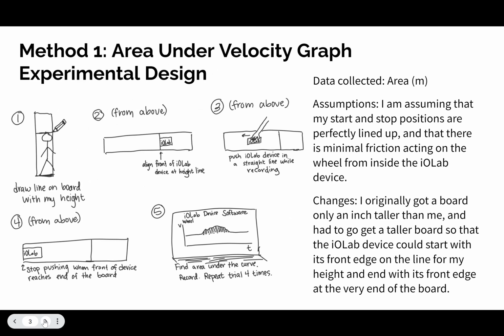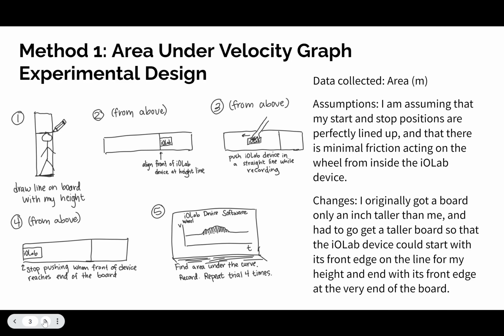The first thing that I did was I found a board that was taller than myself, and I drew a line on it with my height. I had to actually change the board that I was using because originally the board was only about an inch taller than myself, and I needed to have it be much taller than that so that I could fit the entire iOLAB device before the start line, which was the line that my actual height was drawn at.